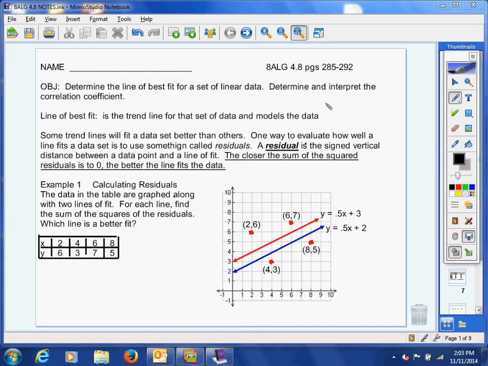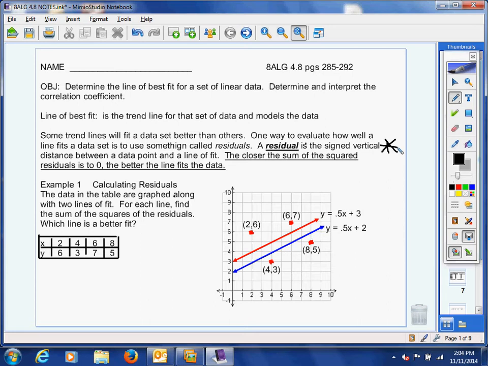Now, some trend lines fit a data set better than others, and we're going to evaluate how well a line fits. We're going to use something called a residual. Look in your notes here. A residual is the signed vertical distance between the data point and the line of fit that you're tracking. So the closer the sum of the squared residuals is to 0, the better the line fits the data. Let me read that again. The closer to 0 the sum of the squared residuals is, the better the line fits the data.